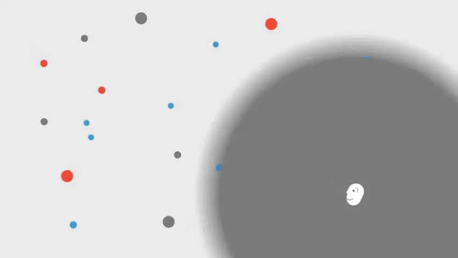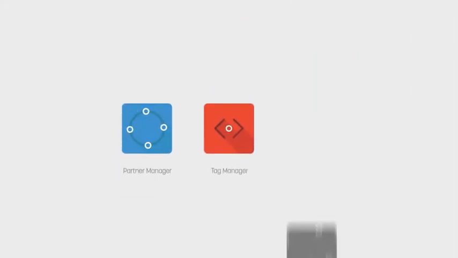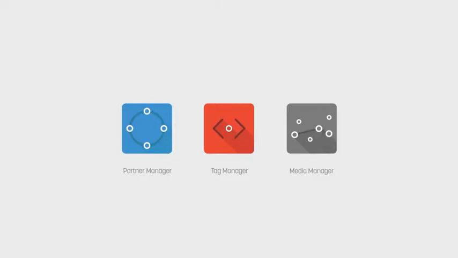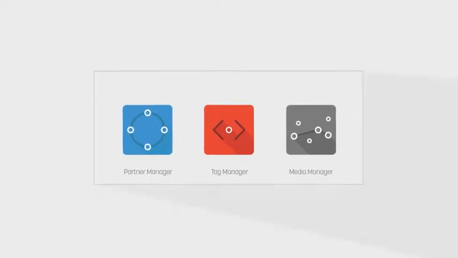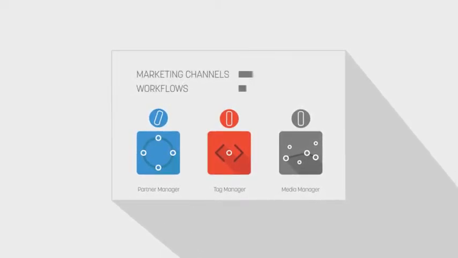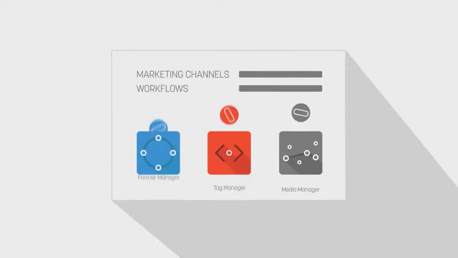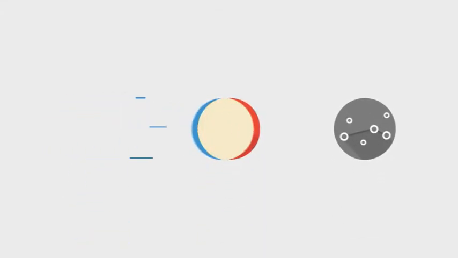Which is exactly why we developed Impact Radius, built from the ground up to simplify your media buying and analytic processes. With Partner Manager, Tag Manager, and Media Manager, our three market-leading products together on one robust and flexible platform, you'll have unprecedented control over all your marketing channels and workflows. Now, each product is powerful in its own right and stands confidently alone, but when combined, they form the most complete marketing technology suite in the world.